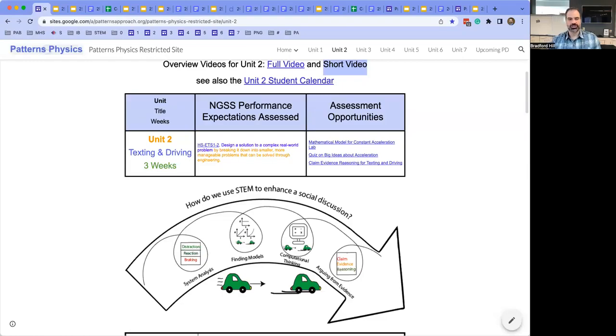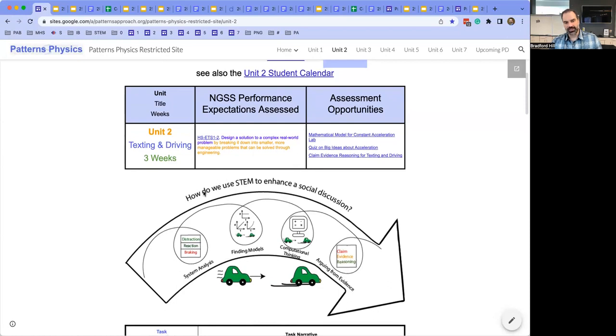Here we are for the short video overview of Unit 2. So here we can see the main highlight is to perform expectation, design a solution for a complex real-world problem by breaking it down into smaller, more manageable problems that can be solved through engineering. All right, how do we contextualize that?